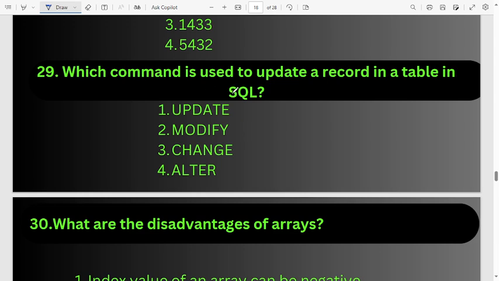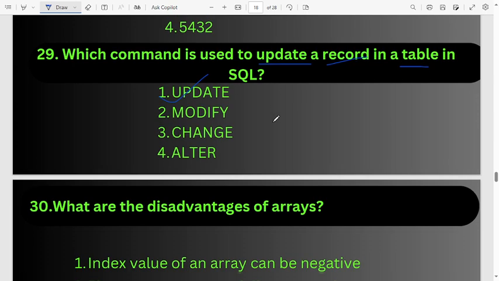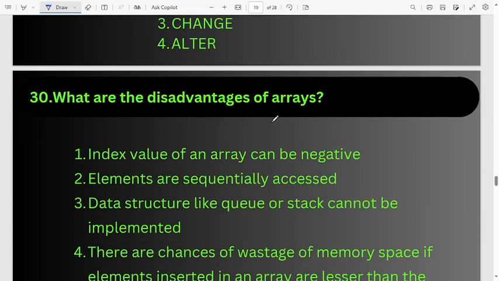Which command in SQL is used to update a record in a table? Update, modify, change, alter. The correct answer will be update. Update and set are two things which are always used together. Update table name, set this to this.